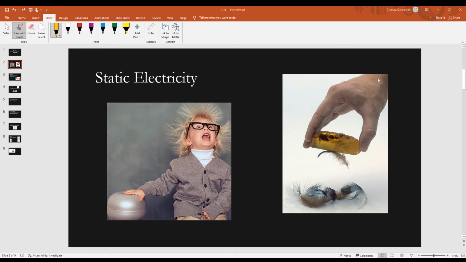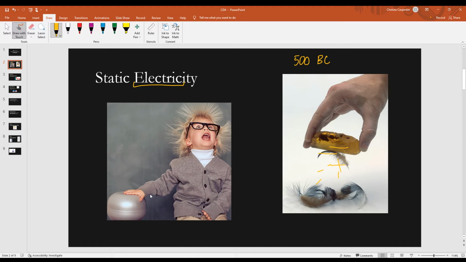Back around 500 BC, the Greeks noticed that when they were polishing amber, so that's what this is right here, it would attract small pieces of straw. So imagine this is straw instead of a feather, but same idea. The word electric is actually derived from the Greek word for amber, which is electron.